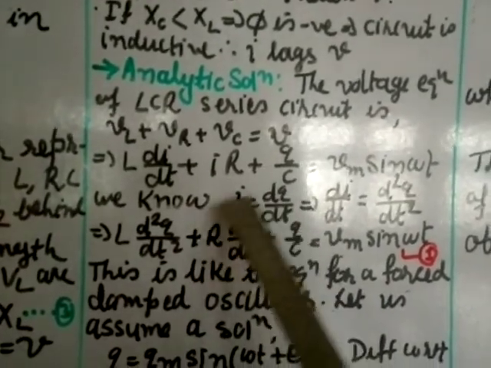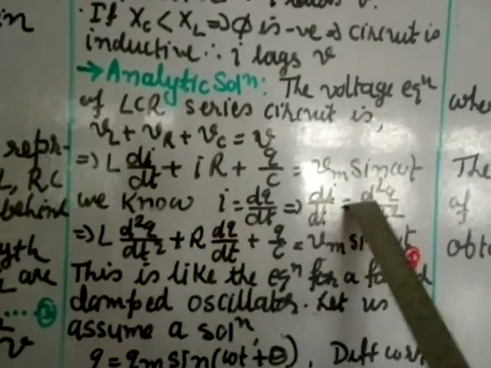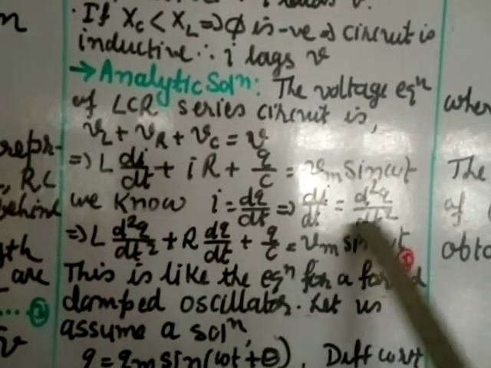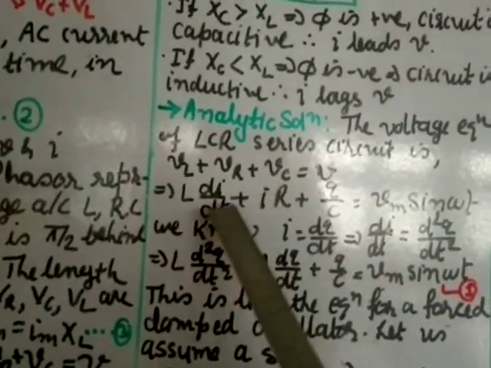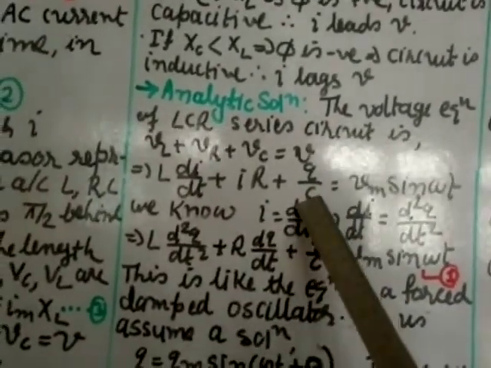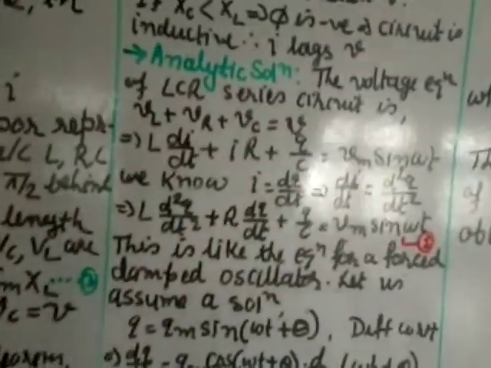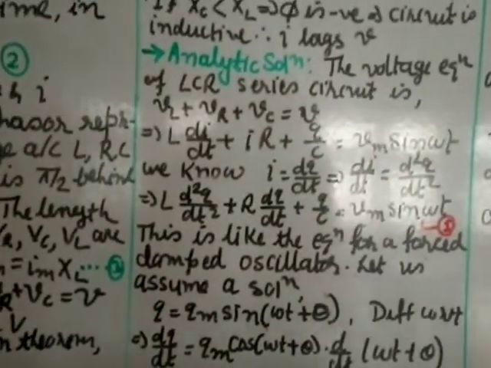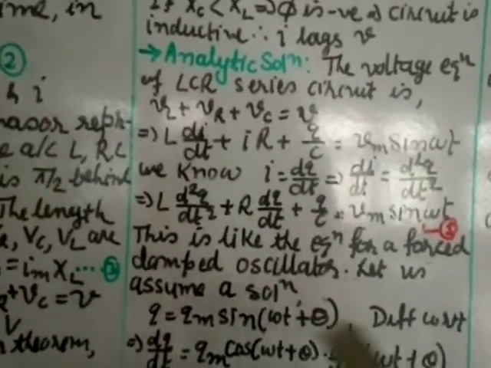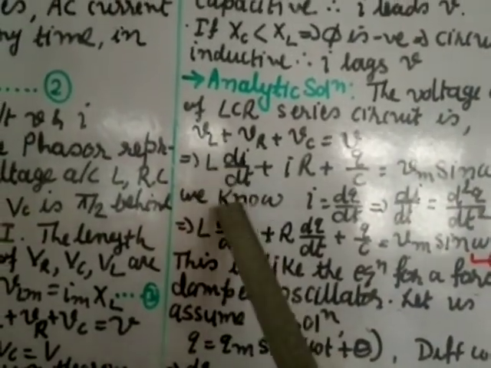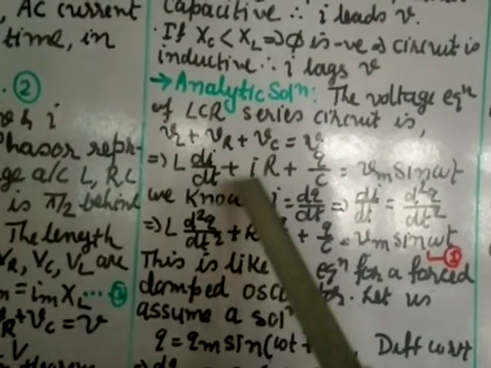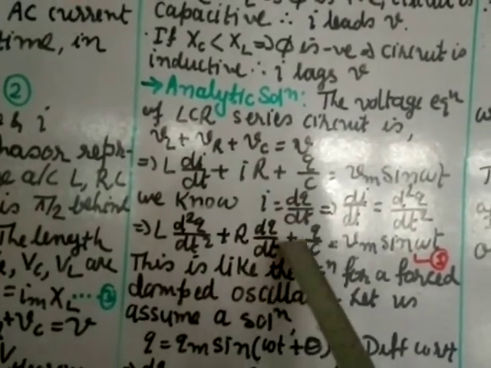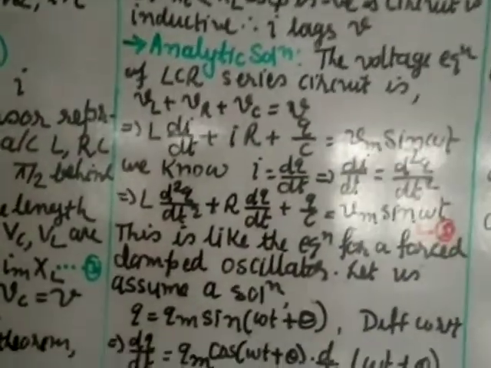If you differentiate, di by dt will be the second derivative, so d square q by dt square. Now I'll put this instead of di by dt, and instead of i, I'll put this value. We just convert this into the charge form: L d square q by dt square plus R dq by dt plus q by c equals Vm sin omega t. This is equation number 1.